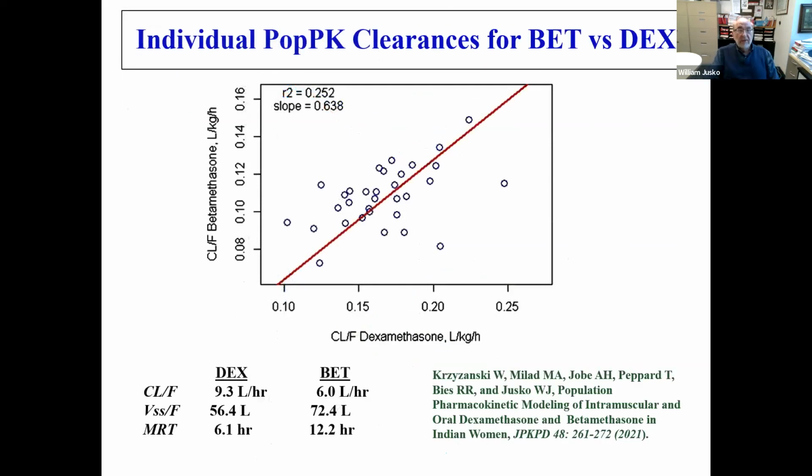One of the things we did was, because of the crossover nature, we could compare the clearances of betamethasone versus dexamethasone in each of the women who had a crossover. It's a fair amount of variability in these normal, healthy women. The typical pharmacokinetics that we saw are listed at the bottom. Basically, as indicated, betamethasone has a much longer half-life than Dex, 12 versus 6 hours, partly because of its lower clearance and a modest difference in volume of distribution, which represents tissue partitioning.